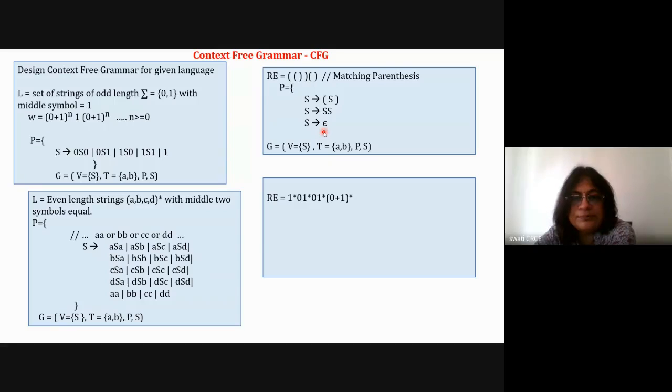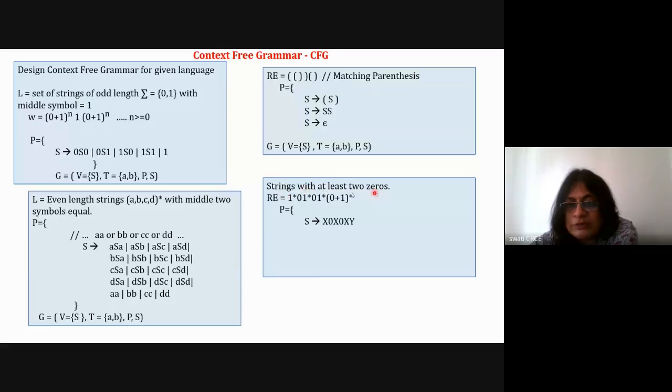Now the next problem: 1 star, 0 1 star, 0 1 star, then either 0 plus 1 star. So here for regular expression it is always easy. For 1 star you take a variable, and for 0 or 1 bracket star you take a variable. So S will be equal to X.